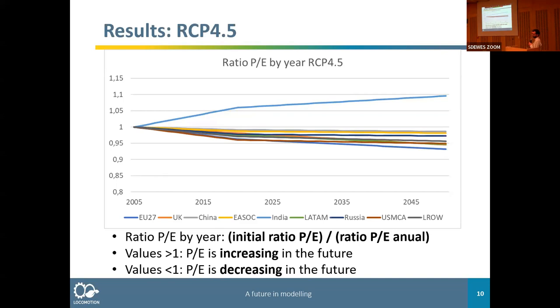So if we have values above one, it means that this ratio is increasing, meaning that water availability will increase in the future in that region. The opposite, values below one, means that the precipitation evapotranspiration ratio is decreasing, less water available for the future. And here we can see the only region where an increase of water available is expected is India, this blue line reaching 1.1. In the opposite, the largest decreases are expected in the European Union, Latin America, and also the UK.